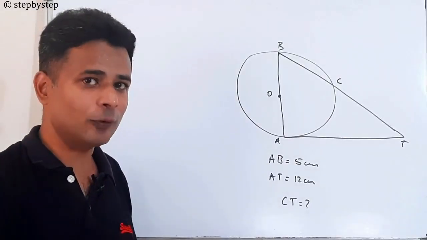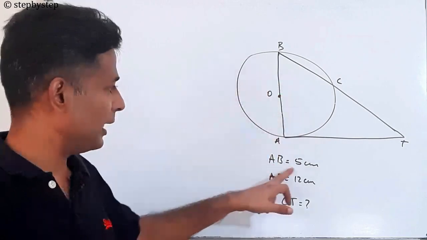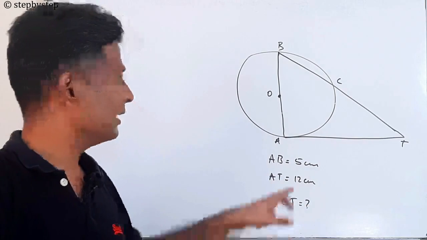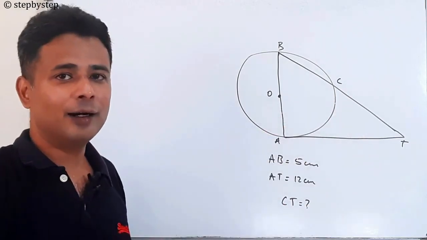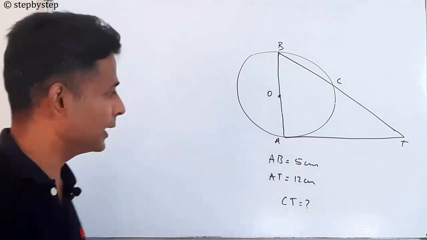Alright guys, now the last question in the test. They have given you this figure. They have said AB is diameter and AB is 5 centimeters, AT is 12 centimeters. They have asked us to find CT. Little tricky question. I don't know how many of you have been able to do it.